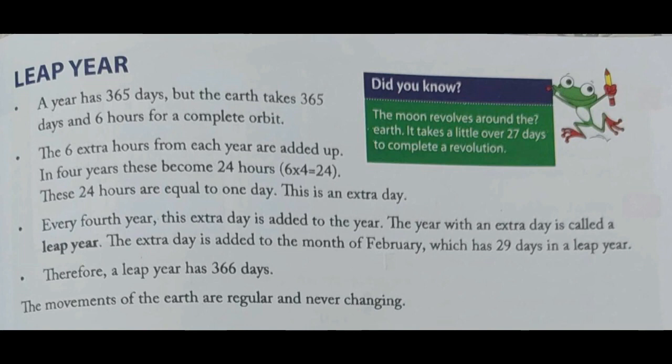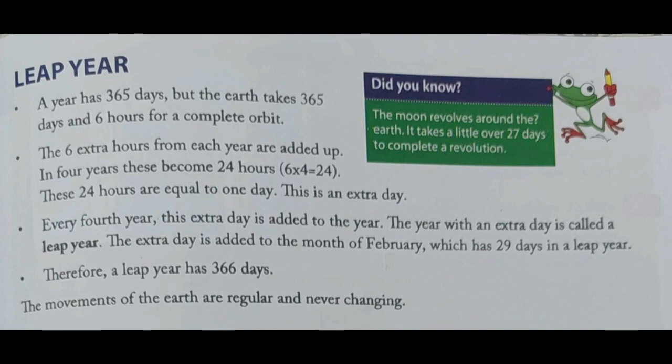Leap year. A year has 365 days, but the Earth takes 365 days and 6 hours for a complete orbit. The 6 extra hours from each year are added up. In 4 years these become 24 hours, 6 times 4 equals 24. These 24 hours are equal to 1 day. This is an extra day. Every 4th year, this extra day is added to the year. The year with an extra day is called a leap year.